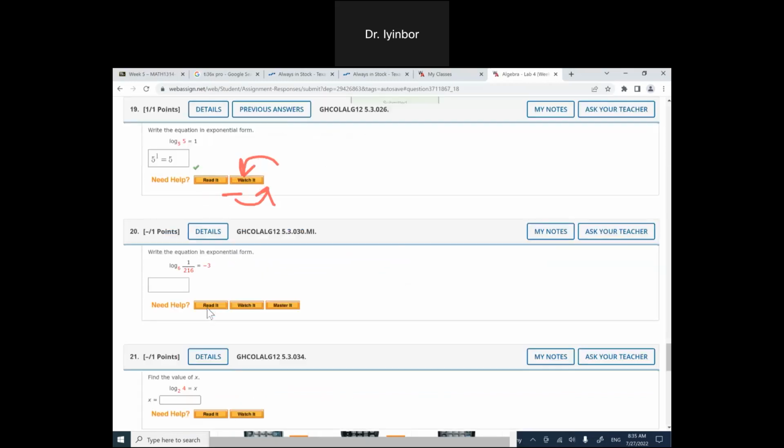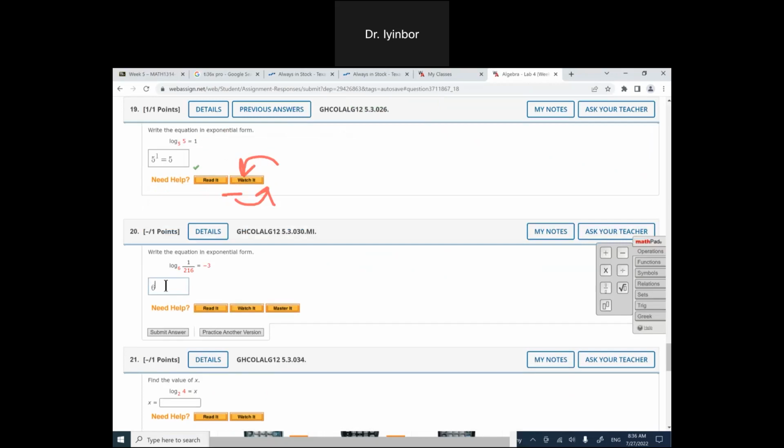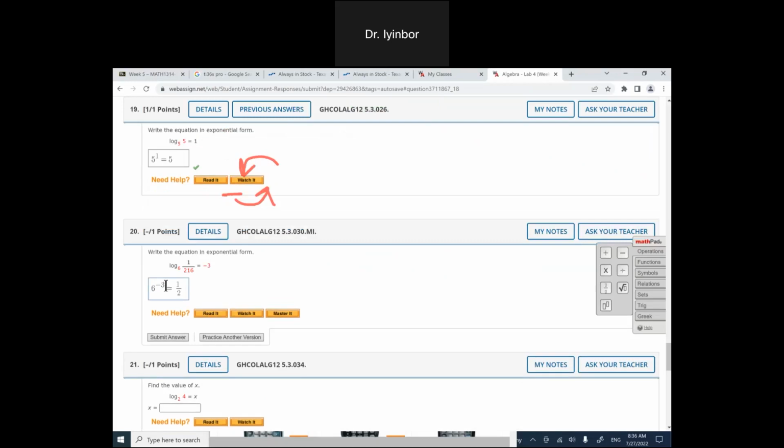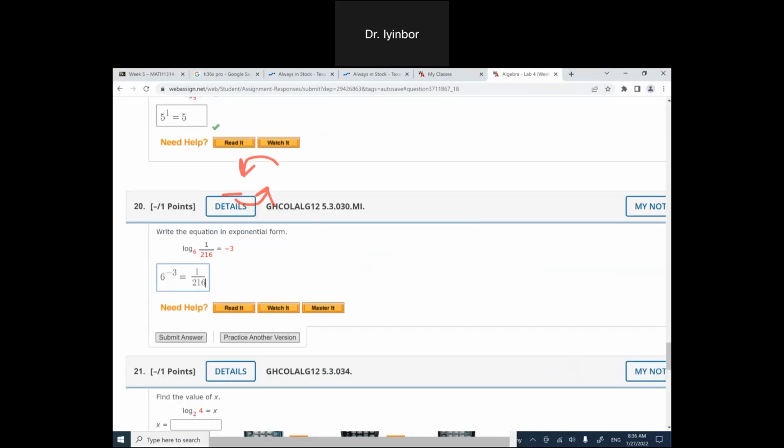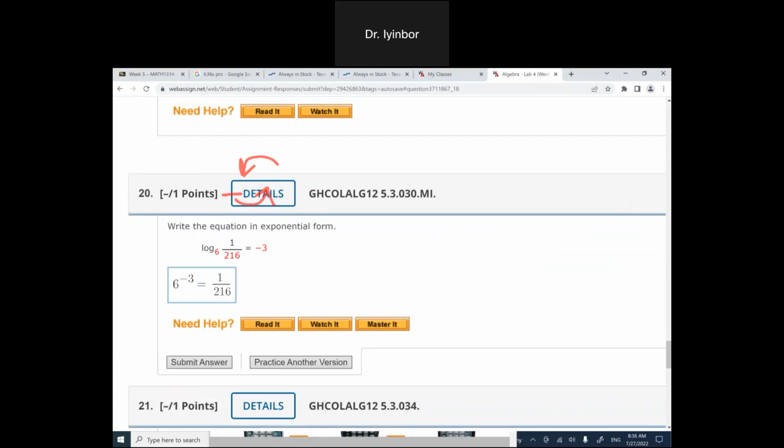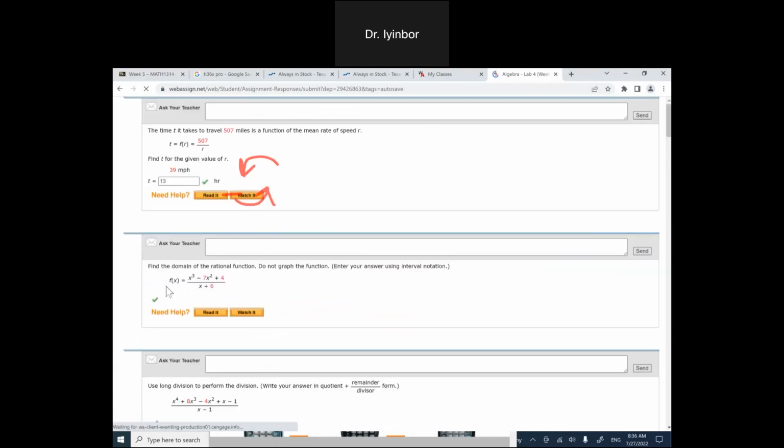Okay, the next one is the same way. The base is 6 with exponent -3 equals 1 over 216, like that. So just switch it around.